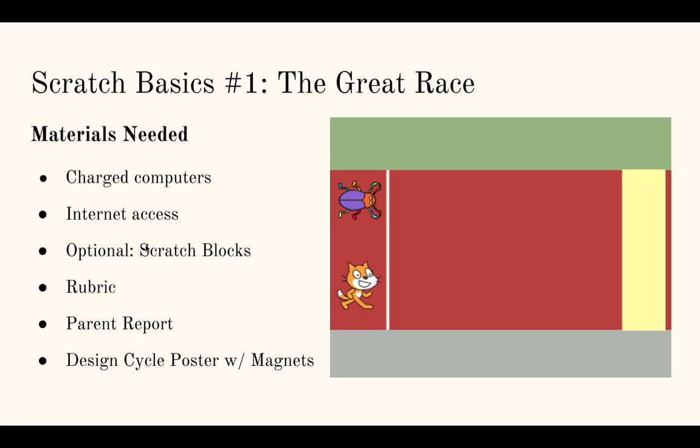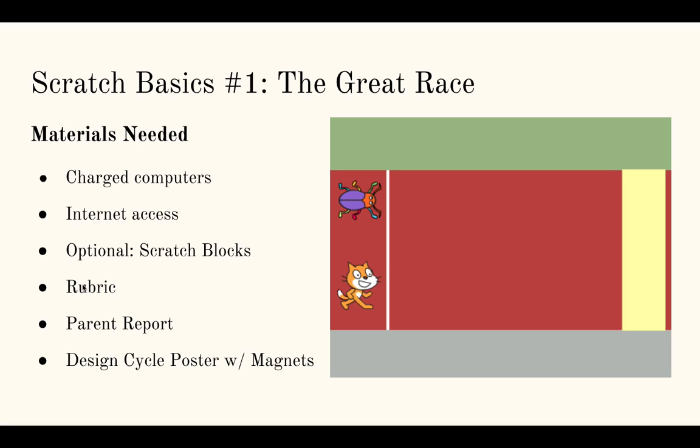So for this challenge, you need what you need for all your Scratch challenges: your charged computers, internet access, optionally your pre-printed Scratch blocks that you can use to introduce some of the programs in the Discover phase, your rubric, your parent report, which need to be printed out, one per student beforehand, and your design cycle poster with the magnets. And again, we really want to stress using this design cycle poster and the magnets to lead your students physically through these 3 stages of our challenge and really isolate the different skills and questions that arise in each of those 3 stages.